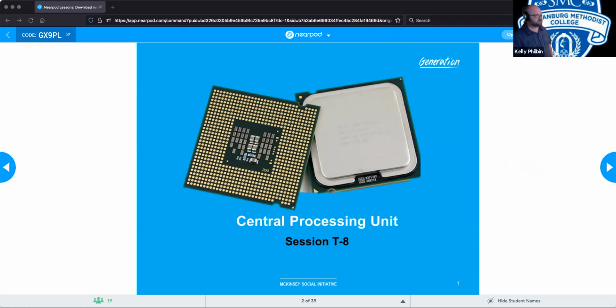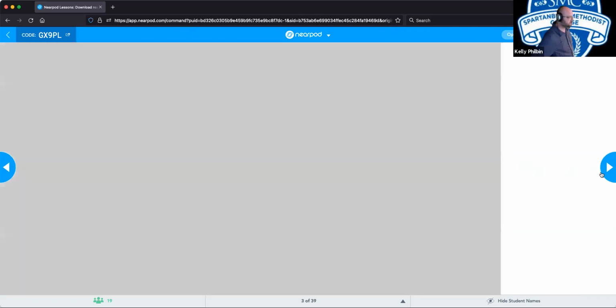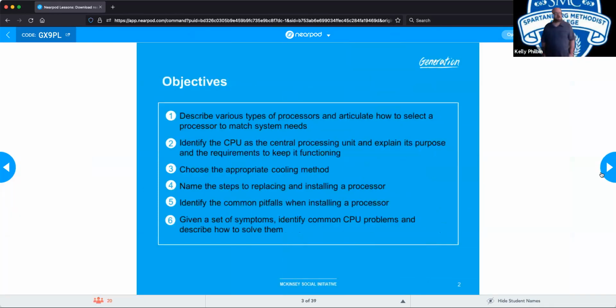All right, throughout this technical session, our objectives are to describe the various types of processors. There are going to be 2 main ones, of course, that are the players in the industry, and to articulate how to select a processor to match your system's needs. Identify the CPU as the central processing unit and explain its purpose and requirements to keep it functioning. Also, be able to choose the appropriate cooling method you're going to need for your system.